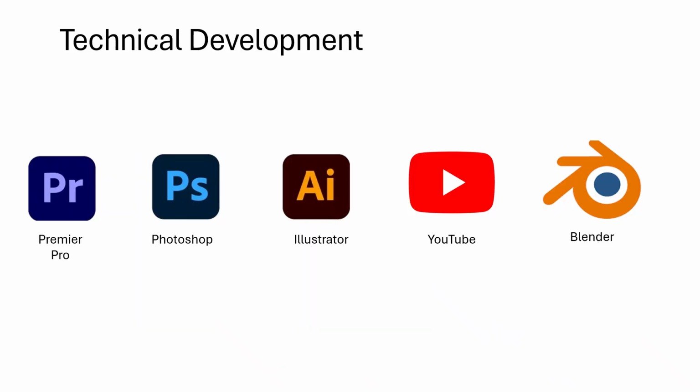So the technical side of the project involved combining different software tools and adapting to unexpected challenges. So I used Adobe Photoshop to create and edit the posters. I used Illustrator to create the vector layer and then also to have a look at the typography. And then for the 360 scene and the 3D objects, I used Blender and then I used Premiere Pro to assemble and finalize the video.